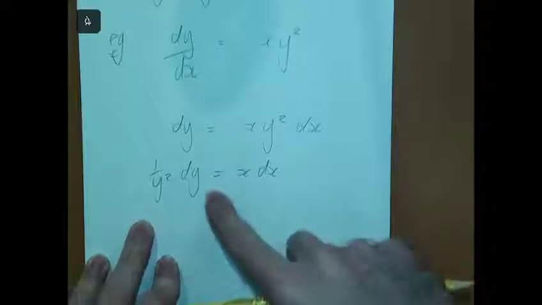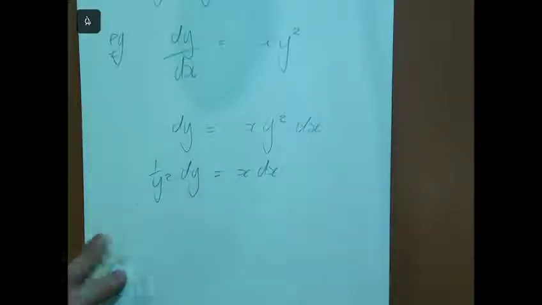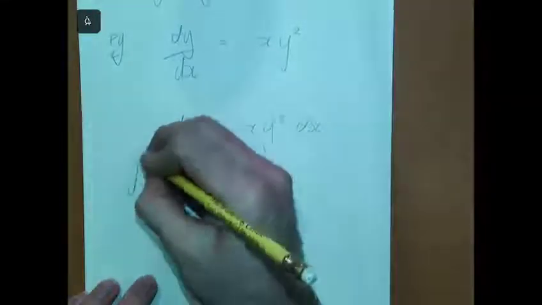The y's are all part of this expression here, and the x's are all part of this expression here, and they're not connected to each other because they're on opposite sides of the equal sign. And now I can just integrate both sides, like that. When you see it written down, it doesn't look like there's two steps there, but the first step is to separate them, and then the next step is to whack the integral signs in.